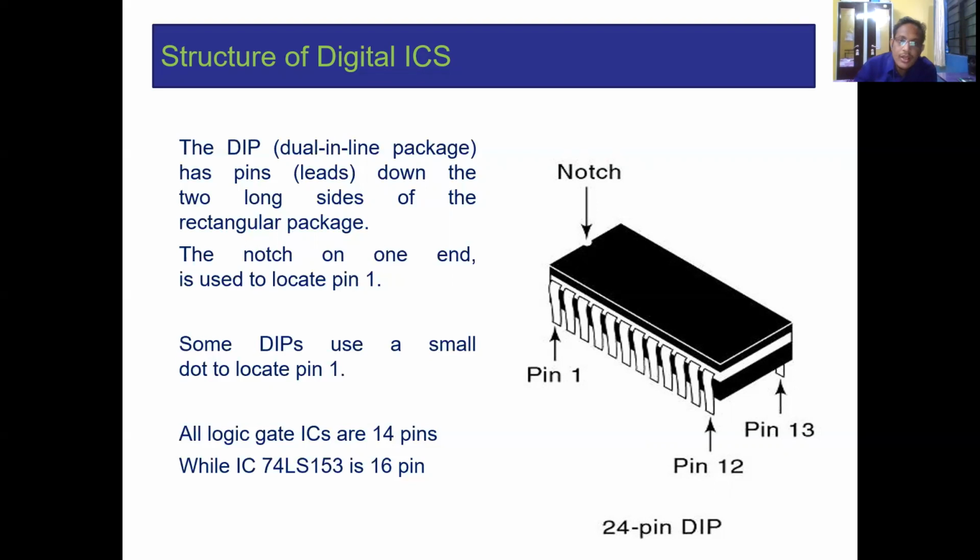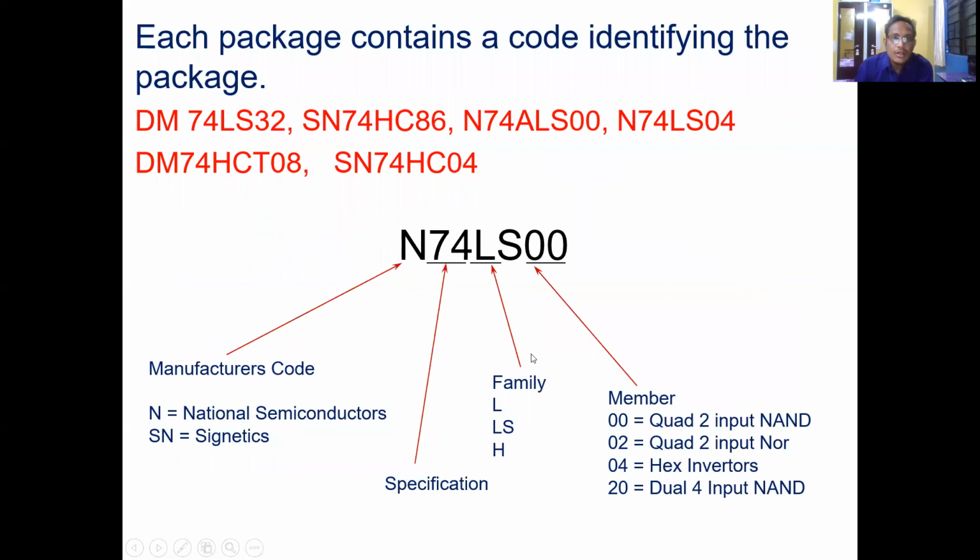Okay, but there are some ICs that can be 16 pin ICs, 24 pin ICs, 32 pin ICs, and like that, or 40 pin ICs. So how to identify? Suppose you consider one IC. If you look at the name of the particular IC, it will be written on the IC like this. Suppose it indicates N74LS00.